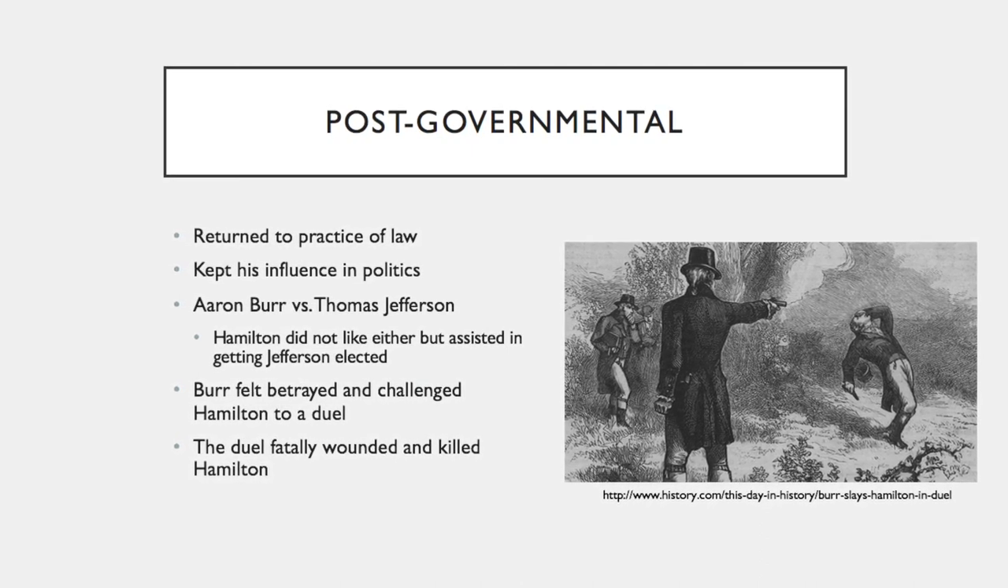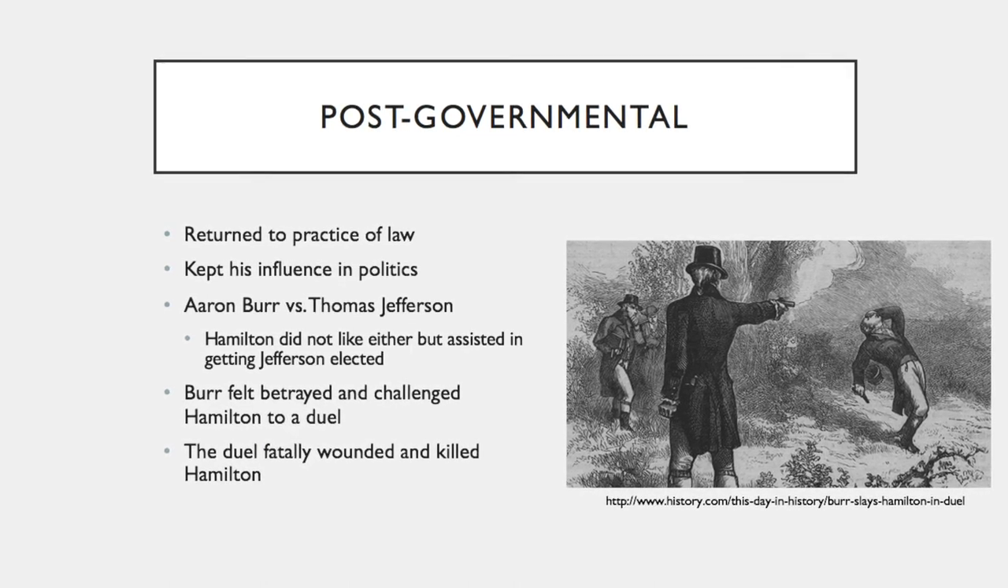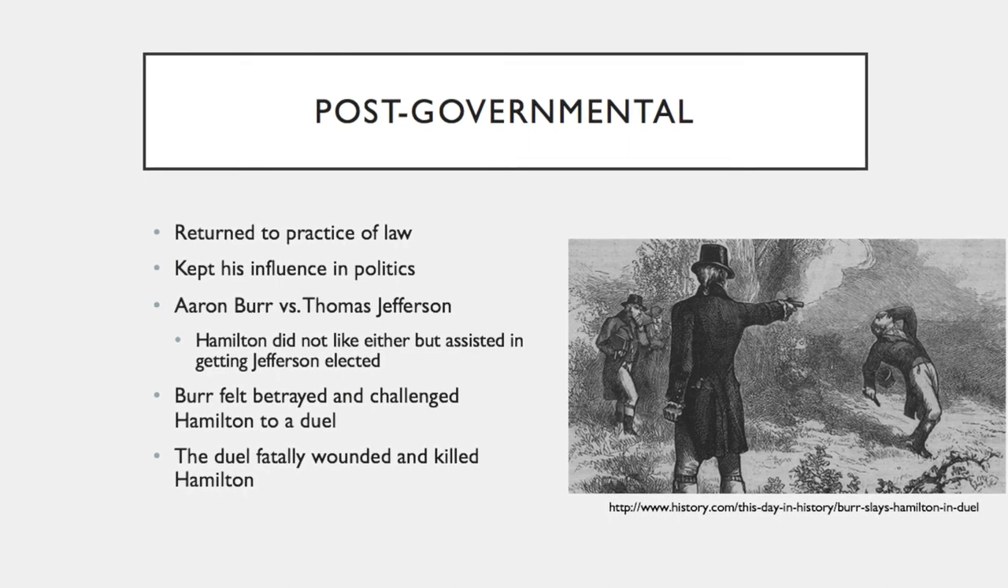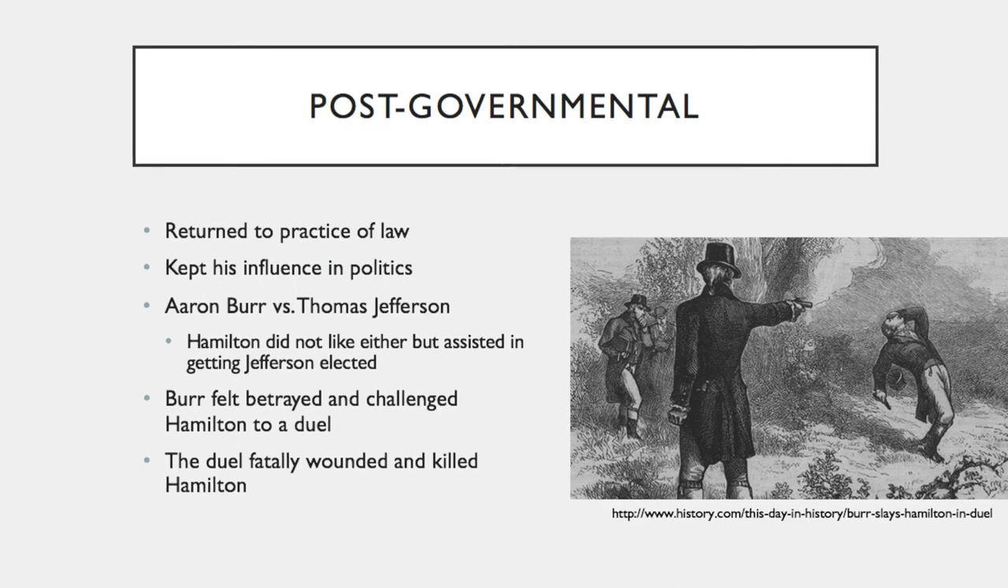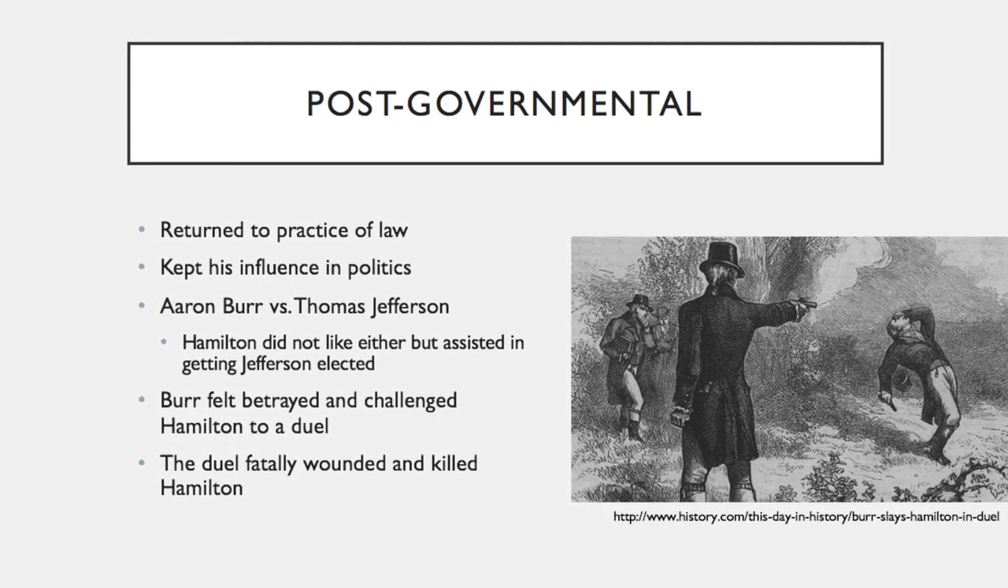Hamilton was not a fan of Jefferson, but he disliked Burr even more. He eventually assisted in getting Jefferson elected as president, and he also helped to not elect Burr for governor as well. Burr felt betrayed and vengeful towards Hamilton, and this eventually led to Burr challenging Hamilton to a duel. This duel led to Hamilton being fatally wounded and passing away the next day from his wound.